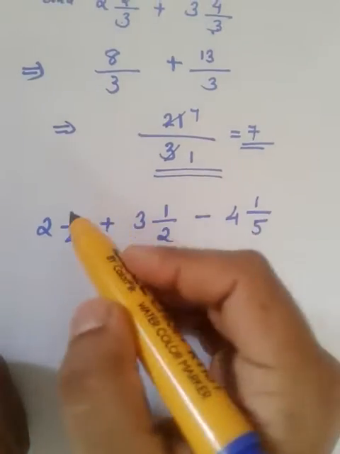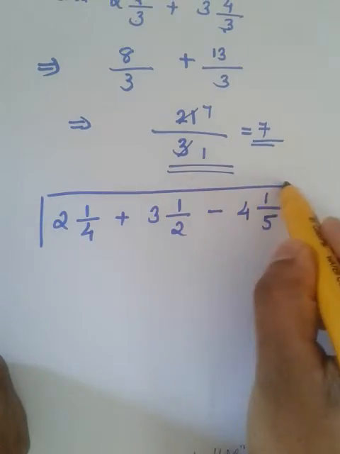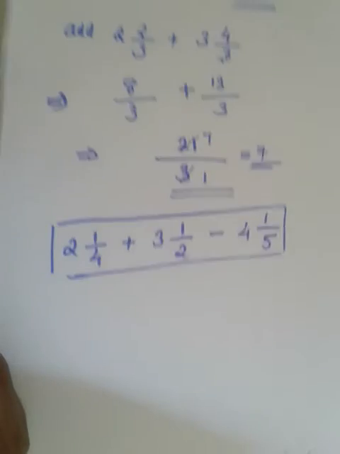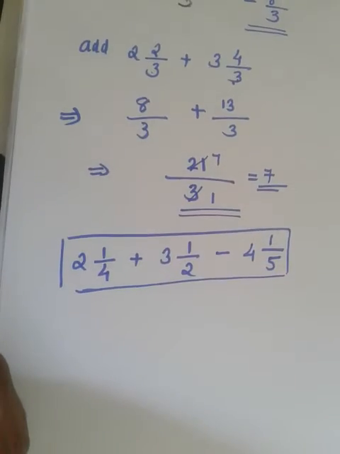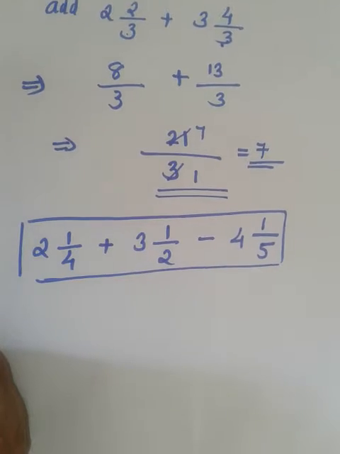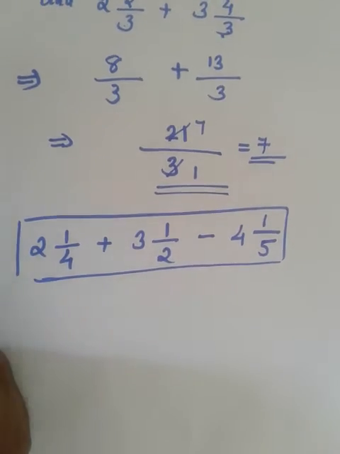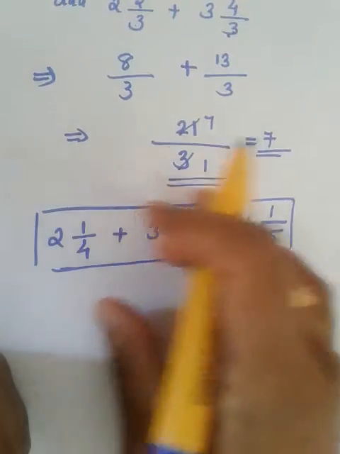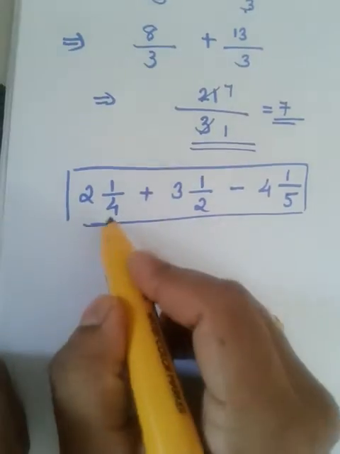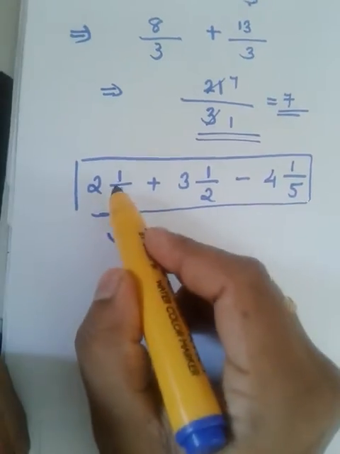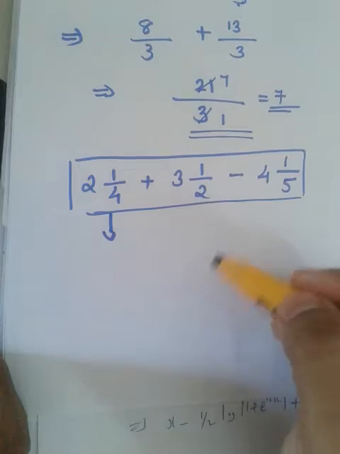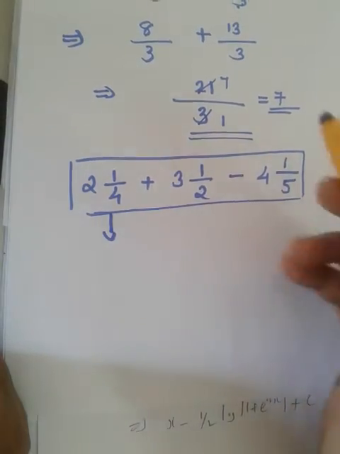This is your next question. 2 1 by 4 plus 3 1 by 2 minus 4 1 by 5. I repeat, your question is 2 1 by 4 plus 3 1 by 2 minus 4 1 by 5. See, you know what we did in the last question. The same method we are going to follow here. How? You should convert 2 1 by 4 into the usual form. You should convert 3 1 by 2 into the usual form. You should convert 4 1 by 5 into the usual form.